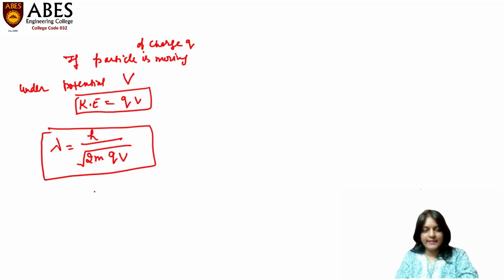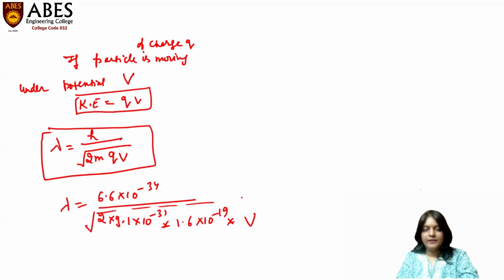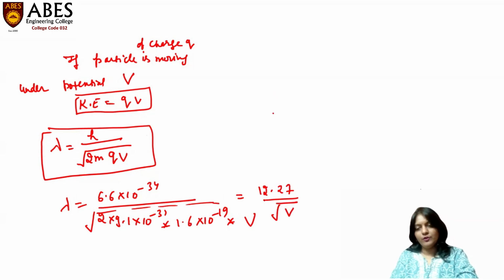If the charged particle is an electron, then the charge is 1.6 into 10 to the power minus 19 coulomb and the mass is 9.1 into 10 to the power minus 31 kg. So after putting these values, h is 6.6 into 10 to the power minus 34, mass of the electron is 9.1 into 10 to the power minus 31, the charge is 1.6 into 10 to the power minus 19 coulomb, and the V volt can be different. It becomes 12.27 upon root V. This is the de Broglie wavelength formula for the electron only.